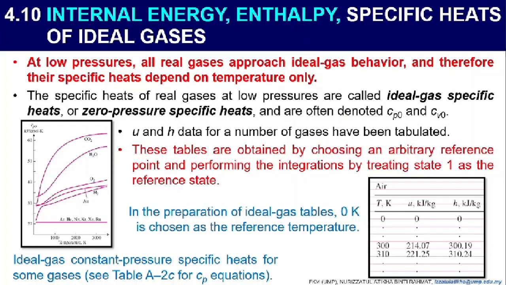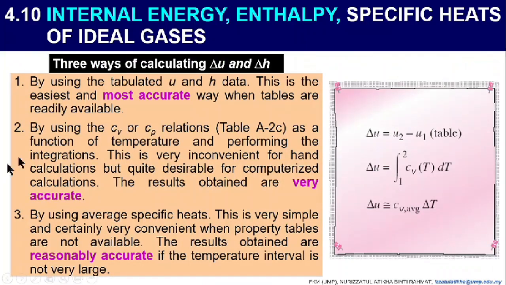You can try to look at the table in Thermodynamics by Cengel. There are three ways of calculating delta U and delta H, the net change of internal energy and the change of enthalpy. So delta U equals U2 minus U1. Also we can use this equation, and also this equation, CV average delta T.